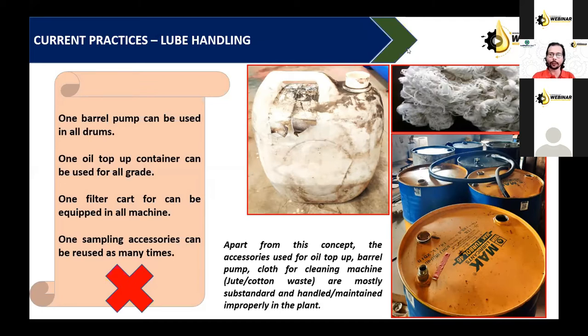Every grade of oil should have its own independent barrel pump dedicated to that grade, so cross-contamination can be avoided. We have repeatedly said that 1 liter of engine oil is sufficient to destroy 10,000 liters of lube oil. That lube oil cannot be reclaimed, recovered, or cleaned by any method to date. So please take this point seriously: every grade of oil should have its own independent accessories, whether it is a barrel pump or top-up jar or any component associated with that oil.